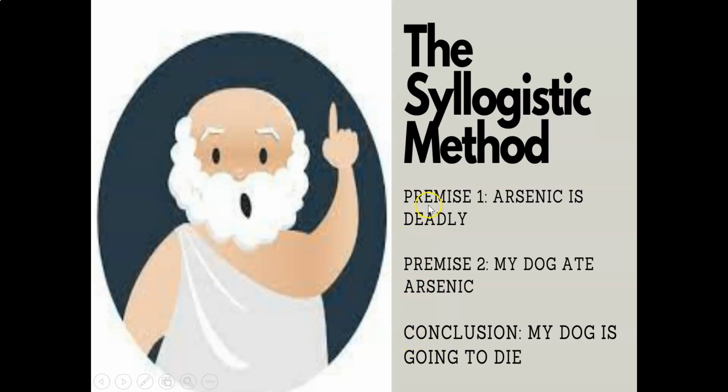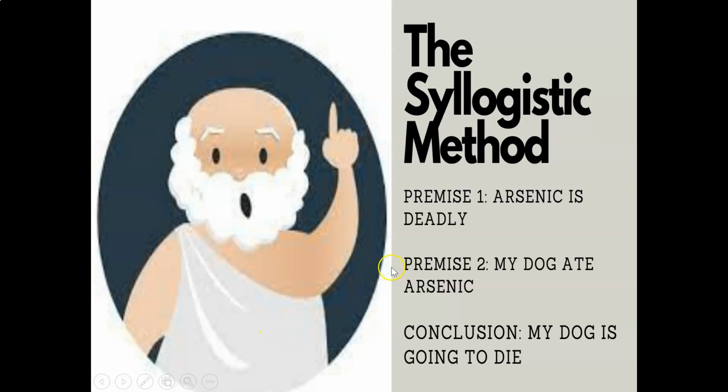So if I were to say in premise 1, arsenic is deadly. Premise 2, my dog ate arsenic. Conclusion, my dog is going to die. You would say, Christian, that makes total sense. That's a really cogent argument there. Sorry for your dog, right? But it makes total sense.